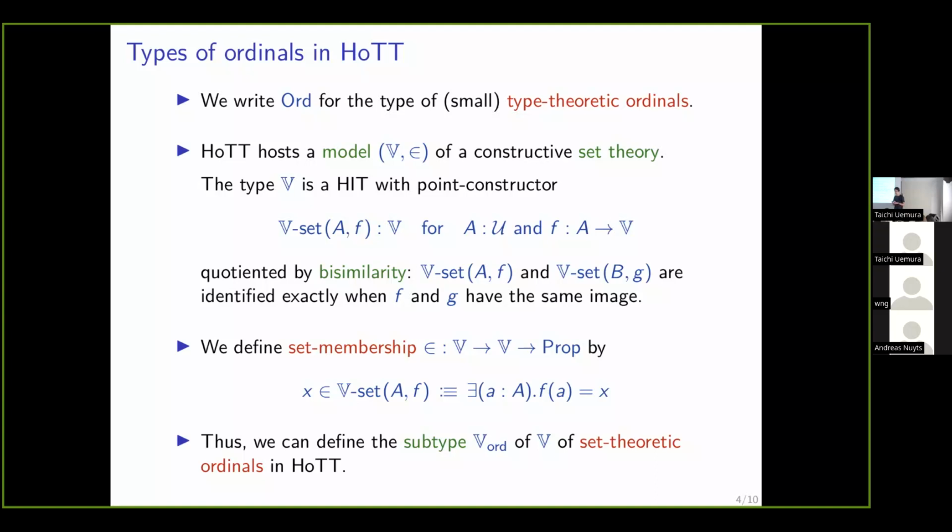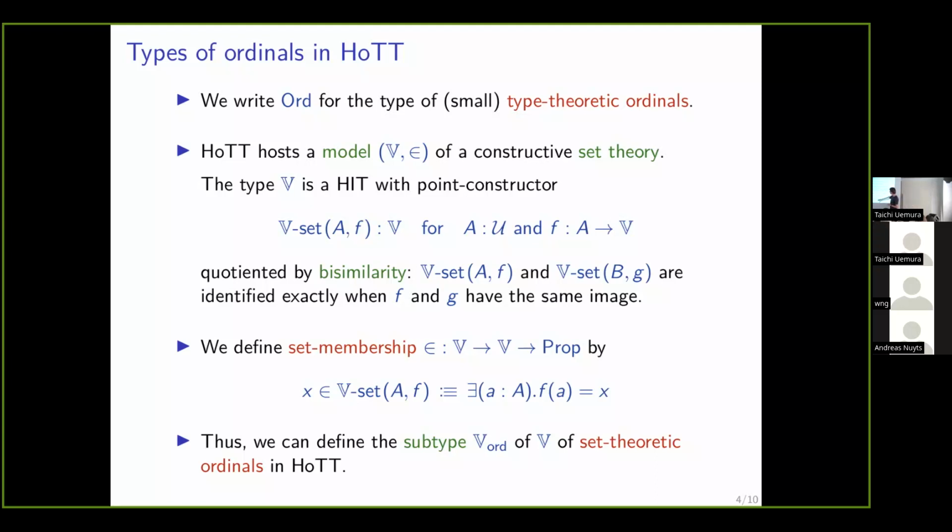And now, because of the definition of a set theoretic ordinal, this hereditarily transitive notion, all you need for that is set membership. So you just take this, and in type theory, you then write down a subtype V_ord of the set theoretic ordinals inside V. Okay, so that's all the structure you need in order to write that down. So that's what we do.